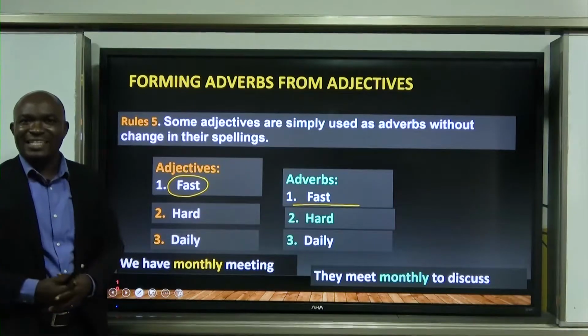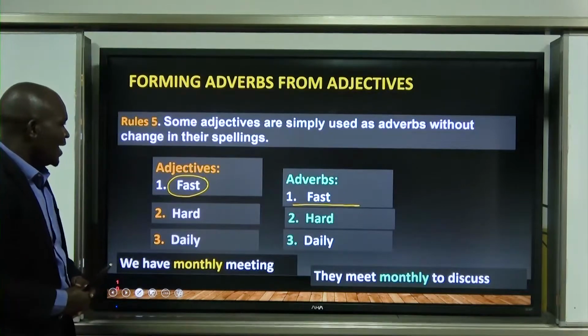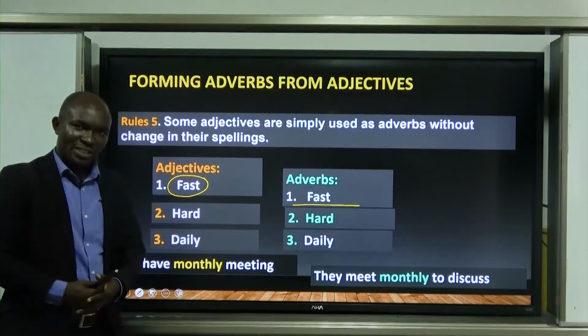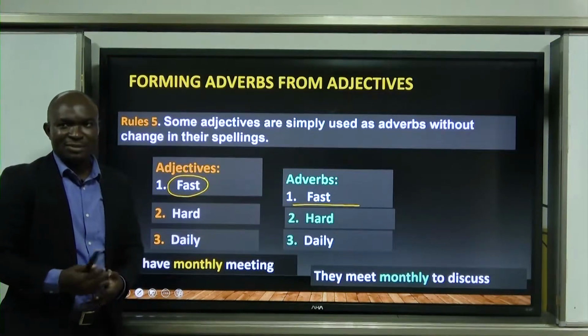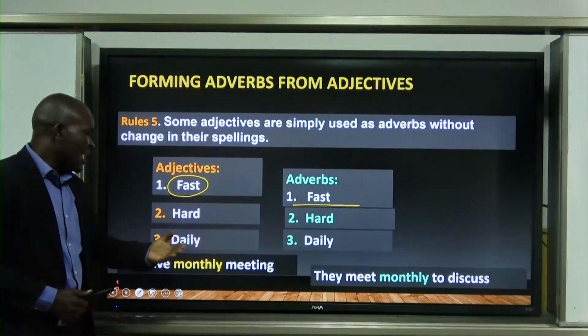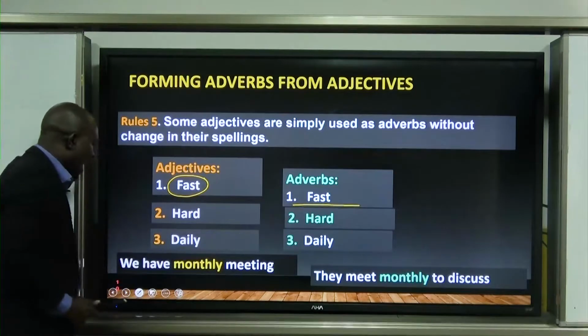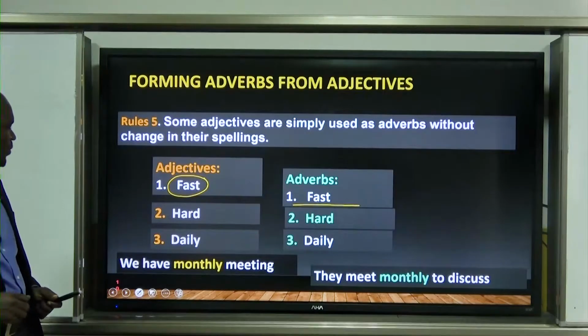Hard. This is a hard surface. Times are hard. He spoke in hard voice or hard tone to her. So hard is also used as what? Adverb, and it can also be used as what? Adjective.